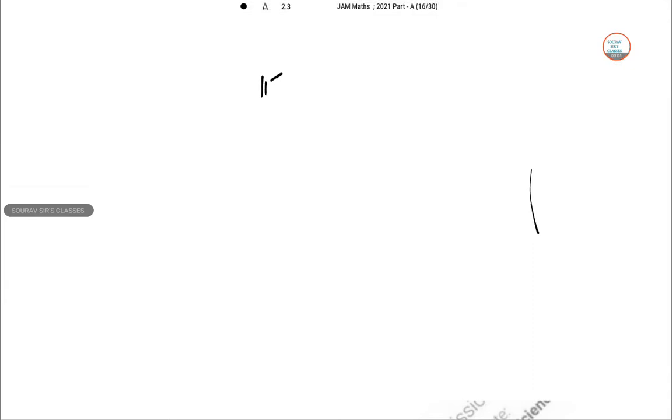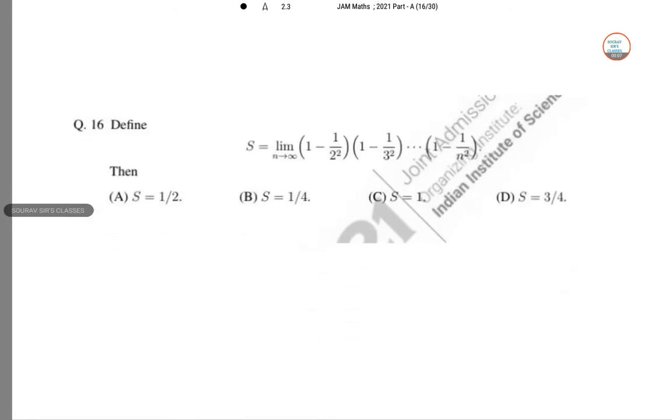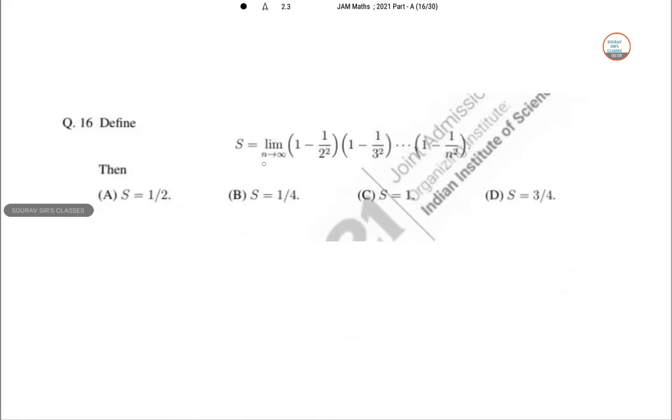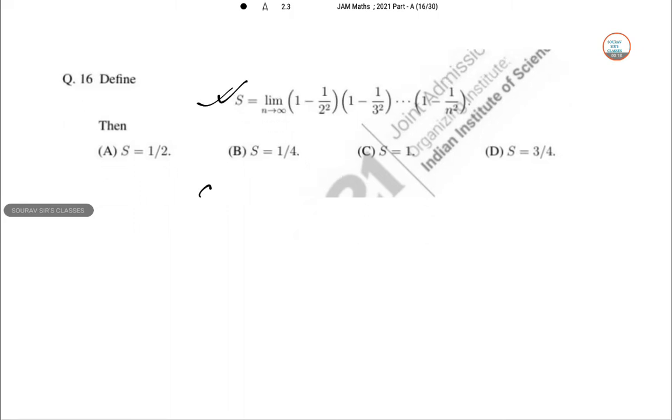फ्रेंड्स, आज का वीडियो है IIT JAM 2021 के सोल्यूशन के ऊपर। पहले कुछ वीडियो में 1 से 15 तक हुआ है, आज 16 स्टार्ट होगा। Define this, so what is the value of S? डायरेक्ट वैल्यू कैलकुलेशन के ऊपर प्रॉब्लम है। So S equal to, we can write, limit n tends to infinity, product of n equal to 2 to infinity, 1 minus 1 by n square.